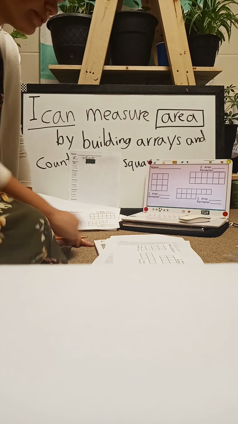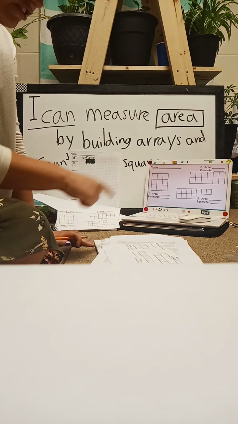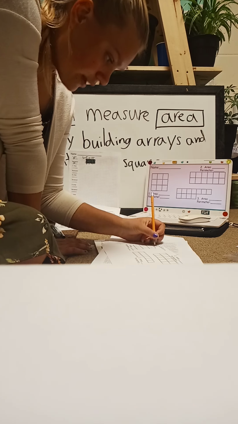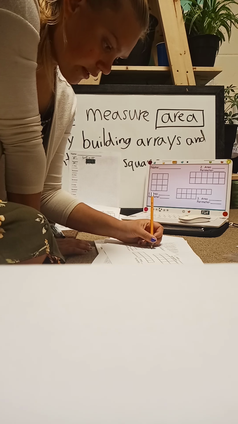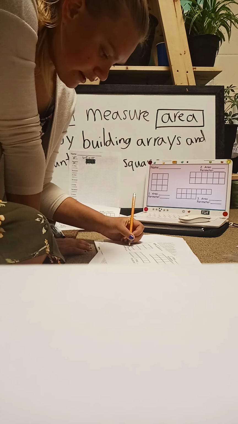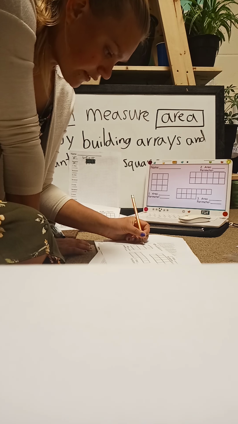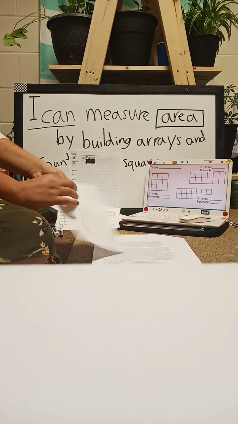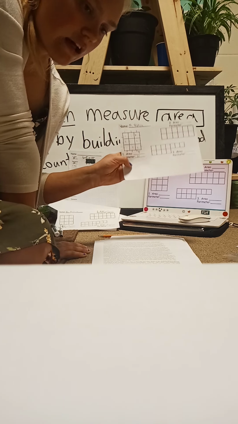And again, when I'm doing my perimeter, I'm going to mark all the sides so I make sure to get them. 1, 2, 3, 4, 5, 6, 7, 8, 9, 10, 11, 12. My perimeter is 12. So you guys can see that.